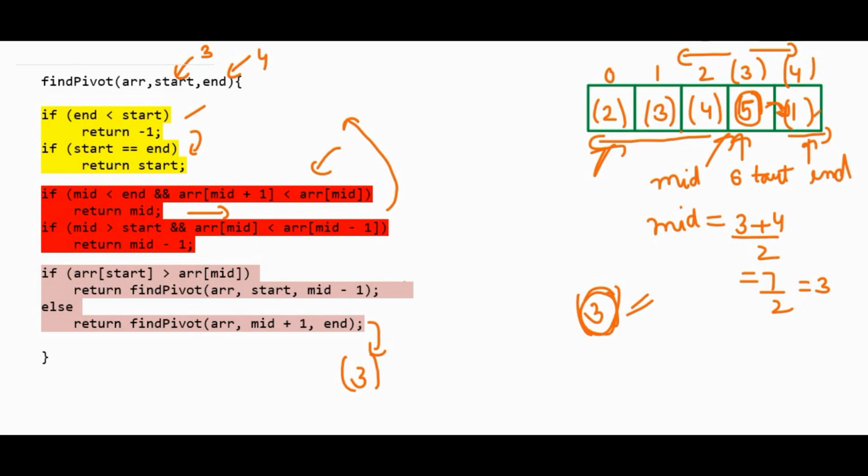So we have 1 here, only one element. It will be considered as the increasing part, and on the left side we have 4, 3, 2 which is decreasing. So this array is sorted and rotated.